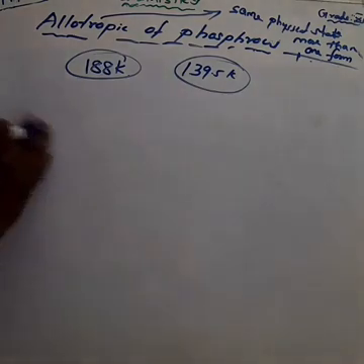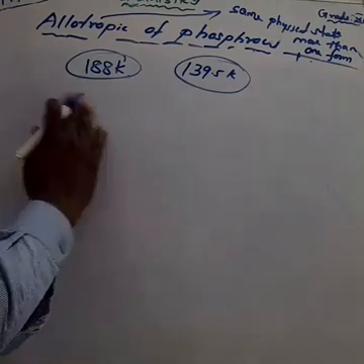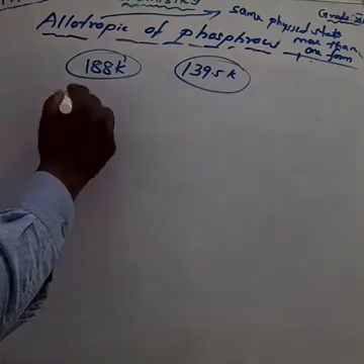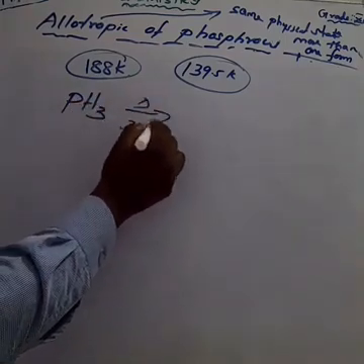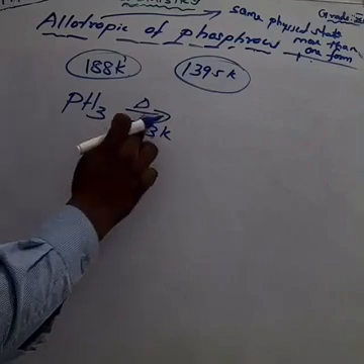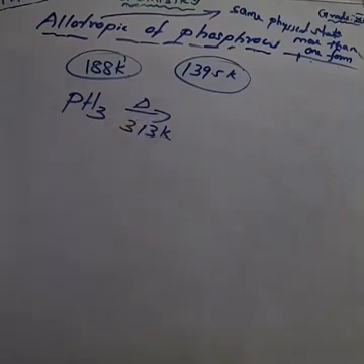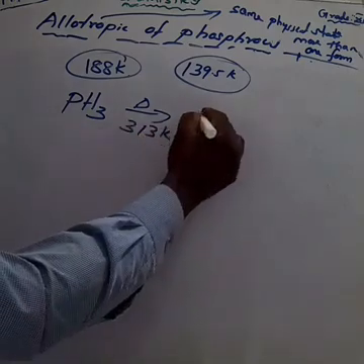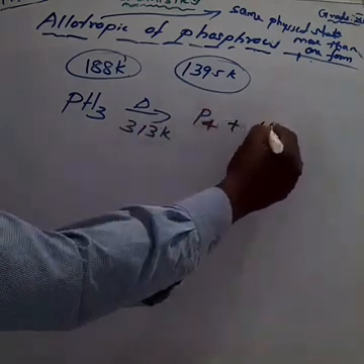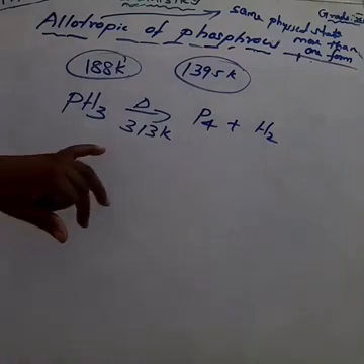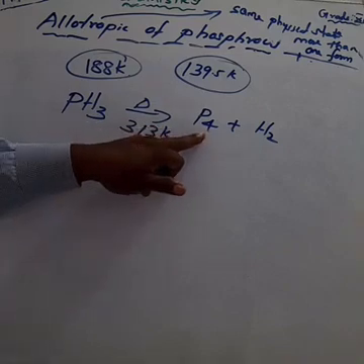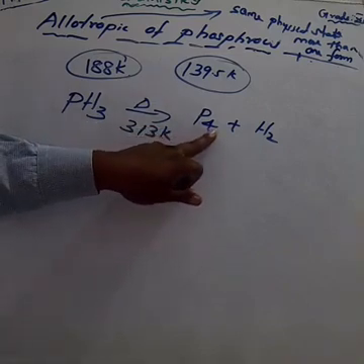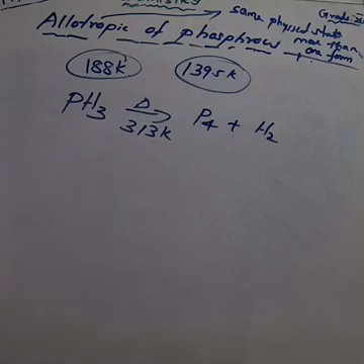Next, the chemical reactions of phosphine. Phosphine on heating at 317 Kelvin gives red phosphorus and also hydrogen. So we can write the equation: PH3 on heating at 317 Kelvin gives P4 plus H2.